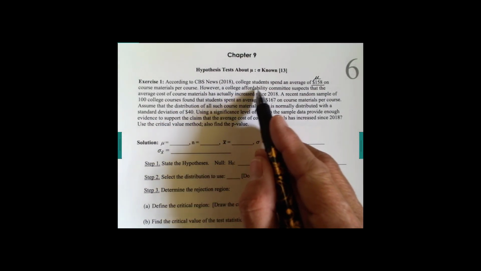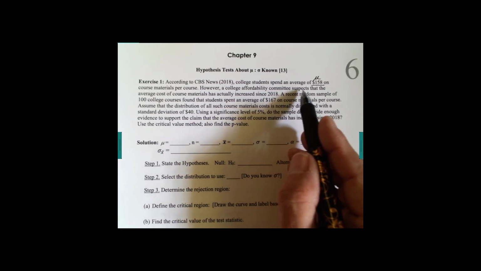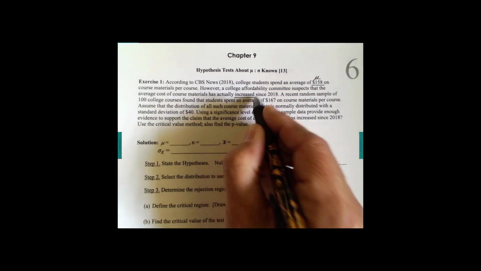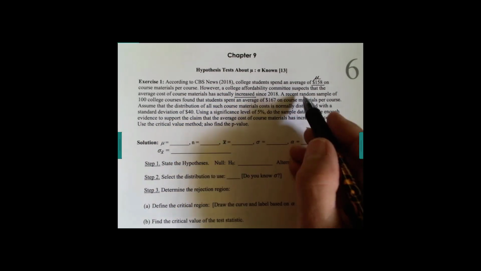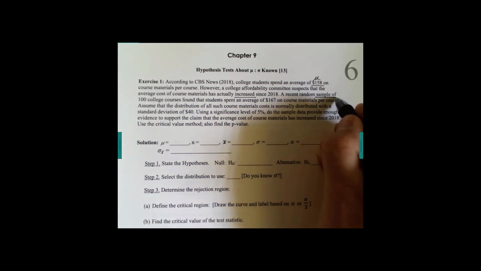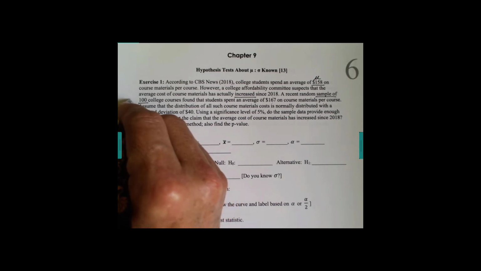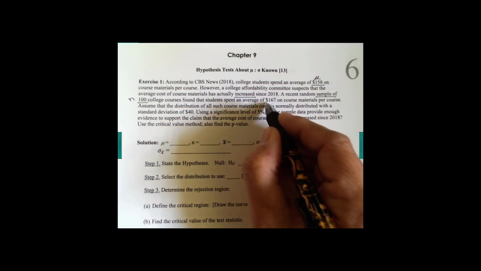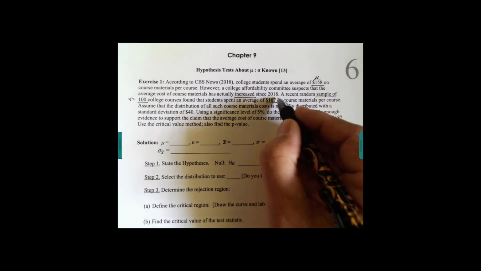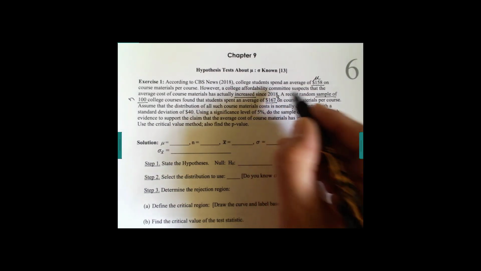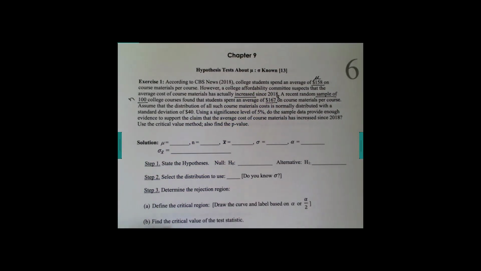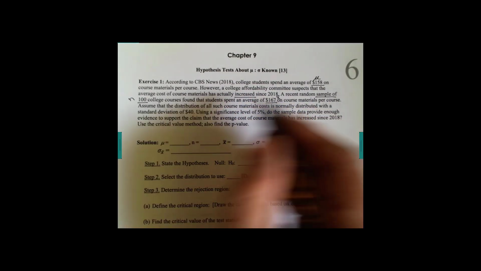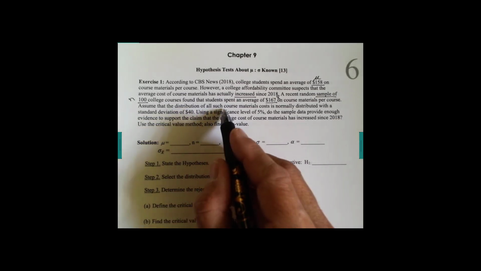They think, this college affordability committee suspects the course materials, what do they expect? Well, they expect they've increased. A recent random sample of 100, well, that's n, isn't it? Found that students spend an average of 167. Well, now that is a sample average or a sample mean, isn't it? So they spend 167 on course materials per course, and we're going to assume the distribution of all.